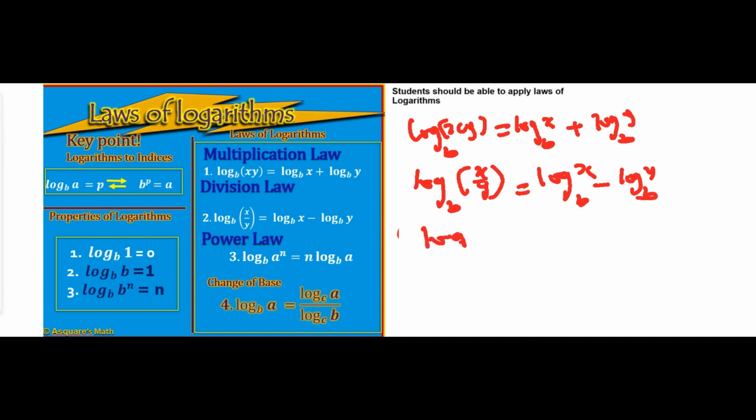If I have log a raised to power n base b, you can roll down the power and it will be n log a base b.